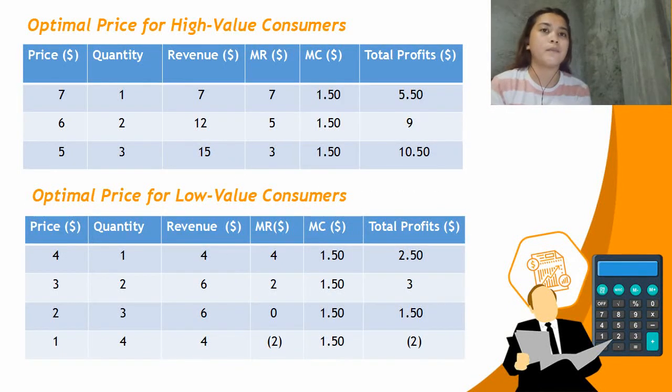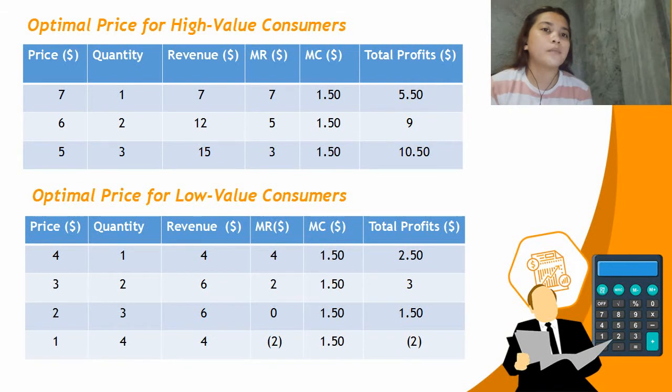We have here the table for the optimal price for high-value and low-value consumers. For high-value consumers, if the price is 7, the quantity is 1, the revenue is 7, the marginal revenue is 7, and the marginal cost is 1.5, giving a total profit of 5.5. If the price is 6, the quantity is 2, and the revenue is 12, which is 6 times 2. The marginal revenue is 5, and the marginal cost is 1.5.